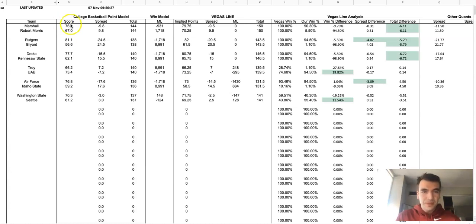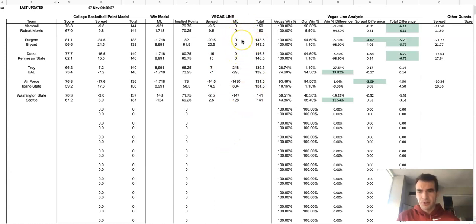It predicts the score, as you can see, from which we just take a spread. We get a total just by adding them up. It does it for every game, and then you'll see the win model. This is just to confirm some things, but I would pay more attention to the point model. Here is the Vegas line. So you have the spread, and you have the money line when they come out or if they post them.